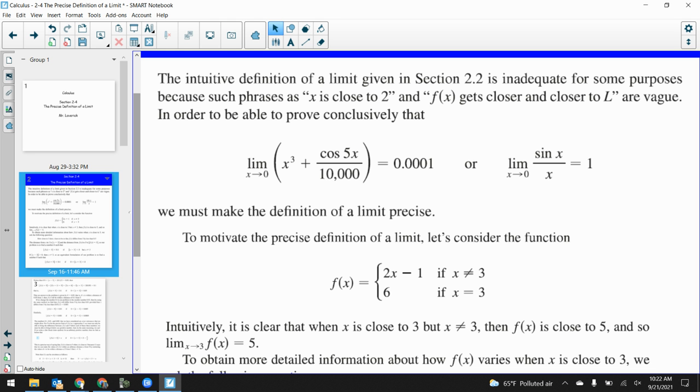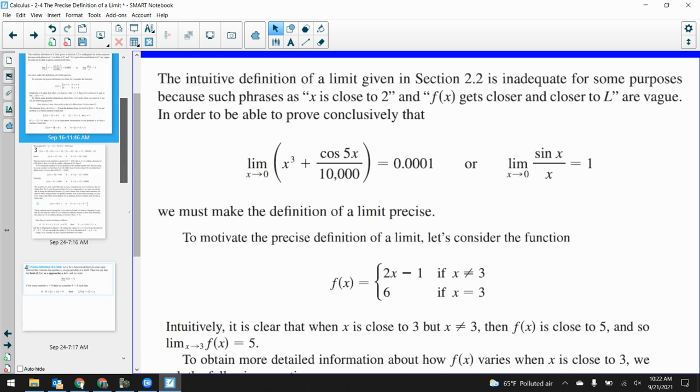But the intuitive definition of a limit in section 2.2 is inadequate for our formal purposes, because such phrases as x gets close to 2 and f of x gets closer and closer to L are too vague. We were just seeing where it was going and assuming that it goes there. Now we're not going to assume anymore. We're actually going to prove those things. Let me show you what's going to happen a little bit later on.